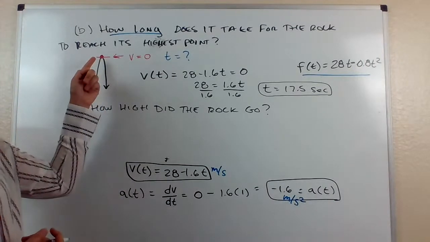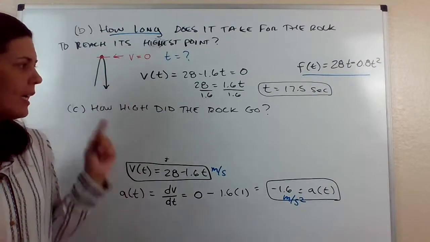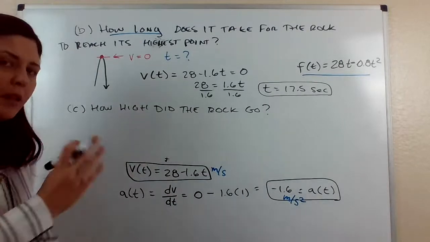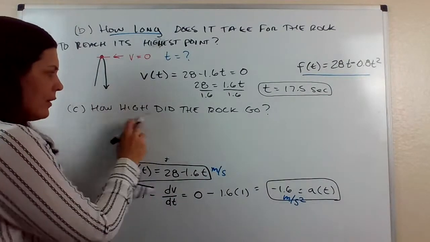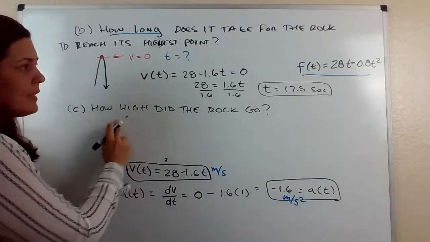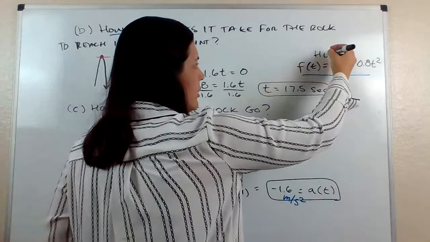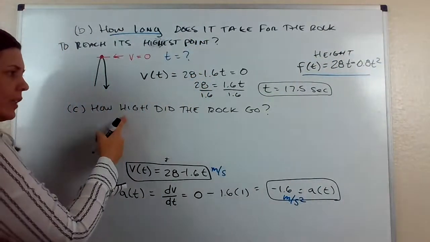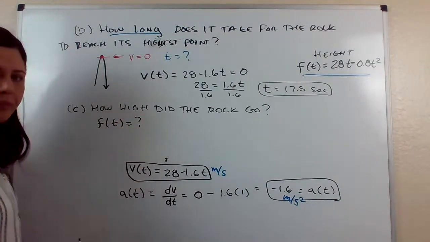Well, from part B, I already know its highest point happened when the velocity was 0. And I've already done the work to find the time when that happens. So we've done half of the work here. How high? That is its position. That is its height. That's this function here. Remember, this was its height function or its position. Okay, so how high did it go? Meaning, what is f of t is the question.